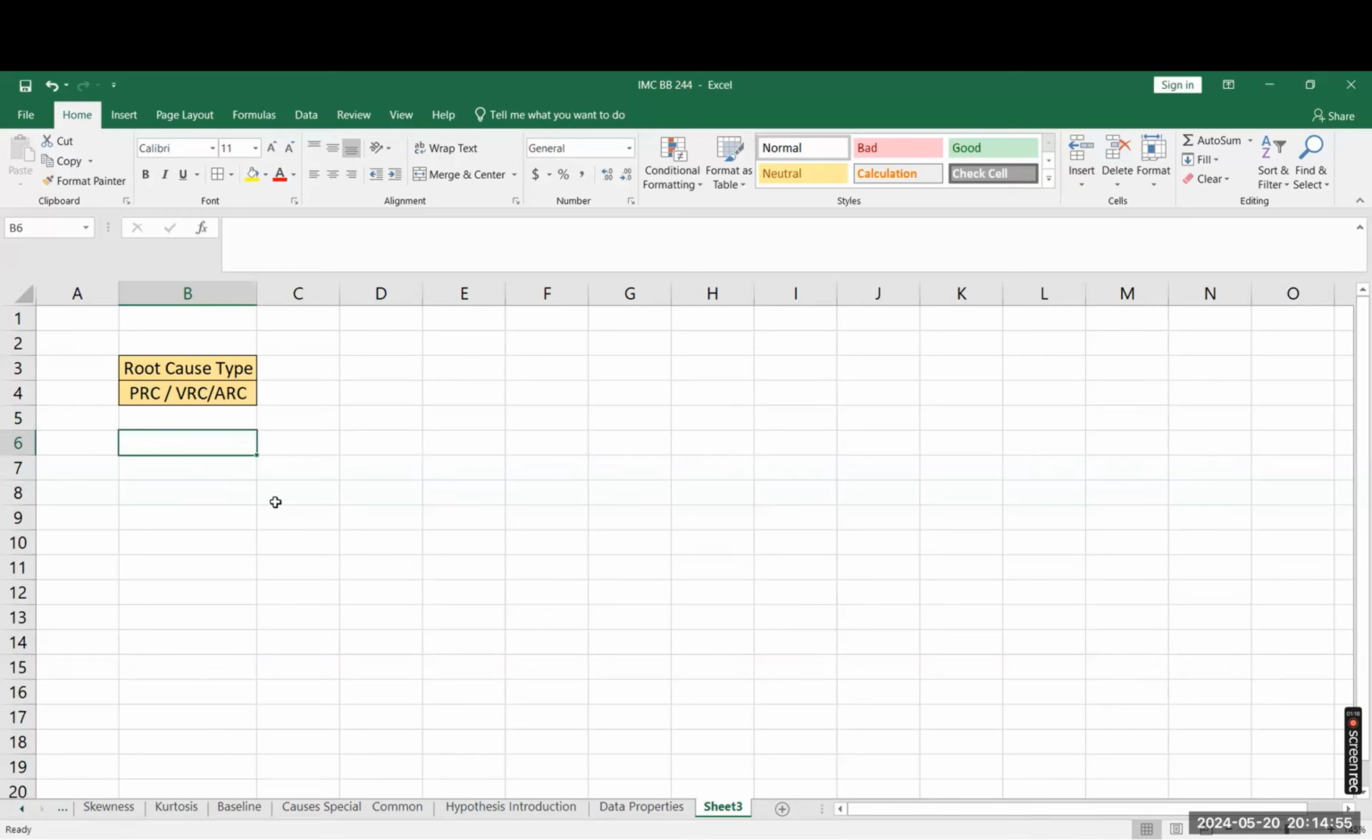We know that we go through multiple phases: define, measure, analyze, improve, and control. There are mainly 3 types of root cause, which we call PRC, VRC, and ARC. PRC we say in the measure phase, VRC in the analyze phase, and ARC in the improve phase.